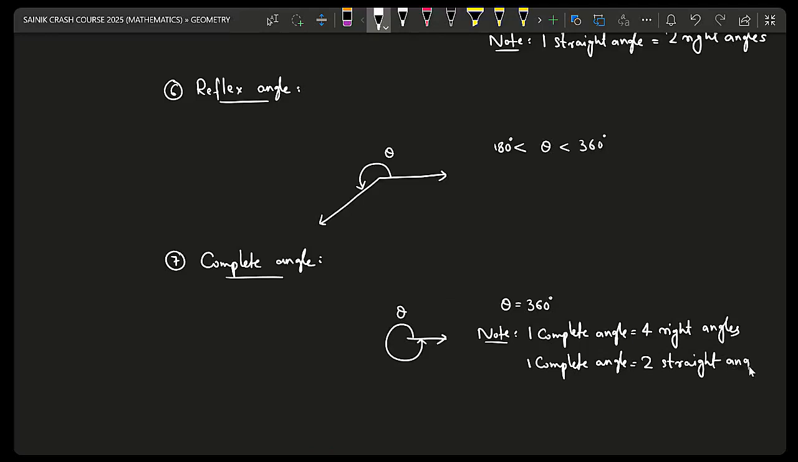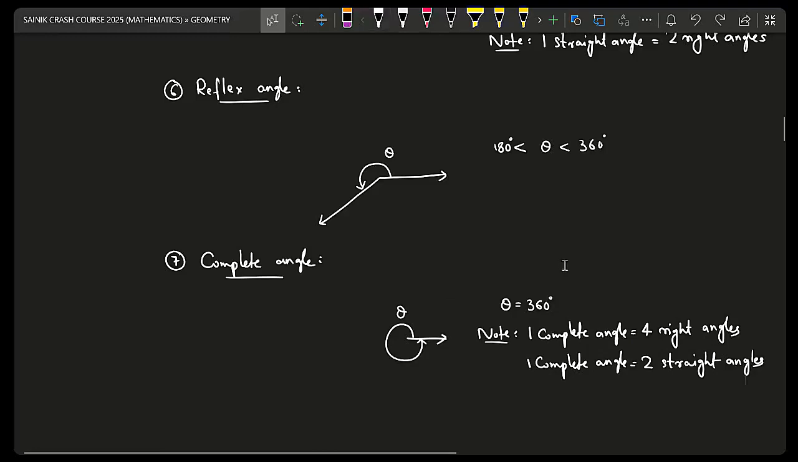So visually, how can we identify that one complete angle contains four right angles? See here, you draw it like this: 1, 2, 3, 4. So one complete angle contains four right angles. Then how many straight angles? If you just divide the complete angle here, this is a straight angle and this is a straight angle. That means one complete angle contains two straight angles, because 360 is equal to 2 times 180. So these are the types of angles.